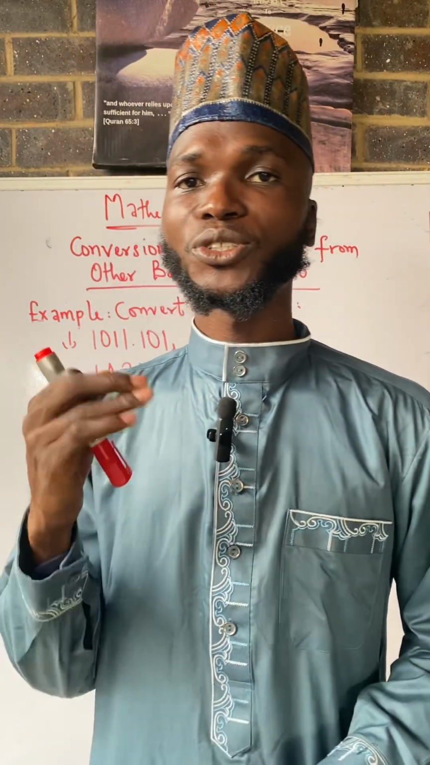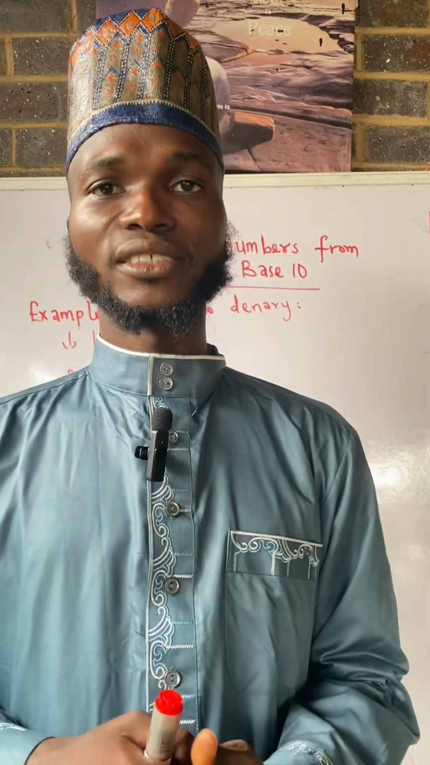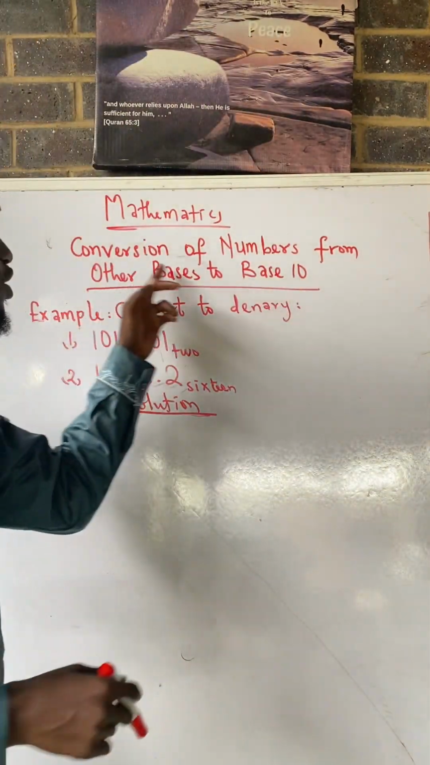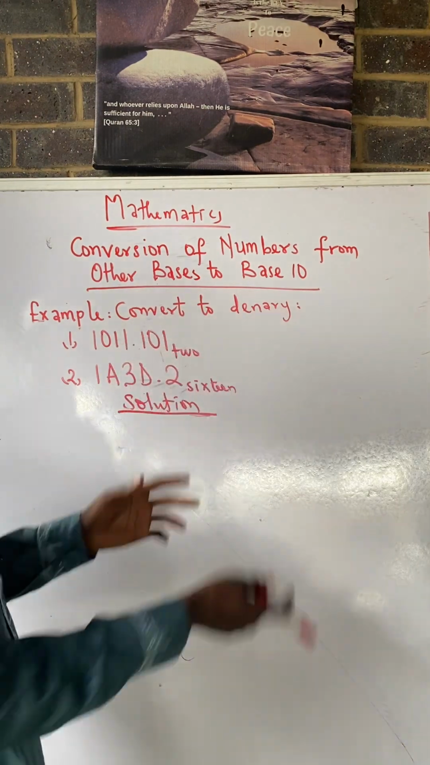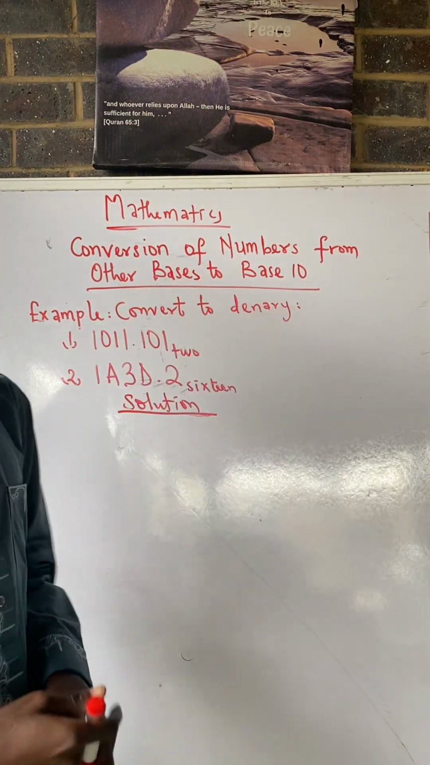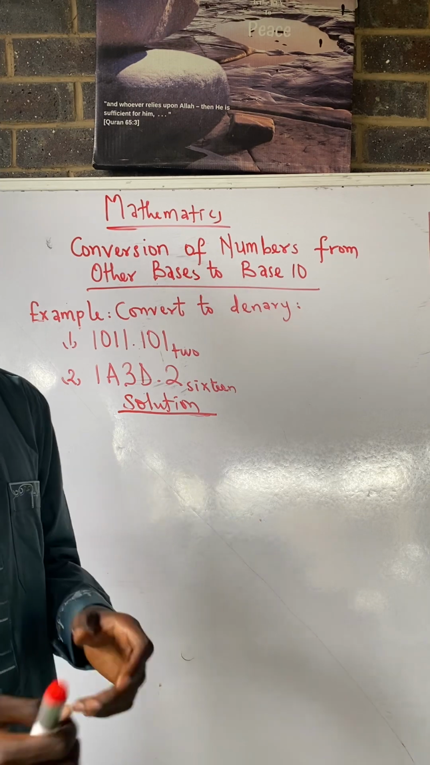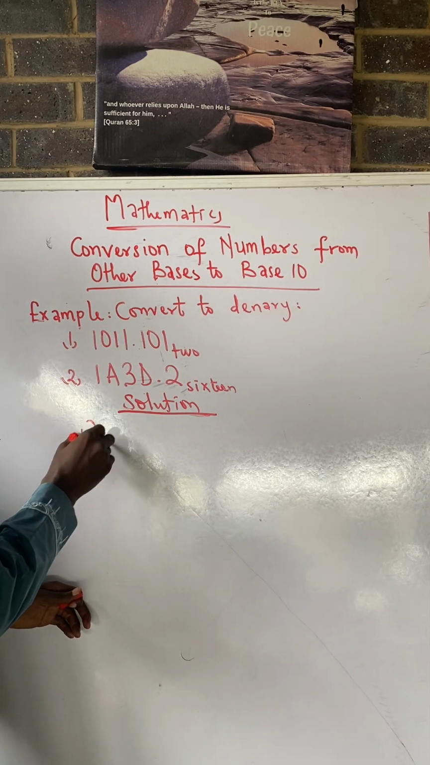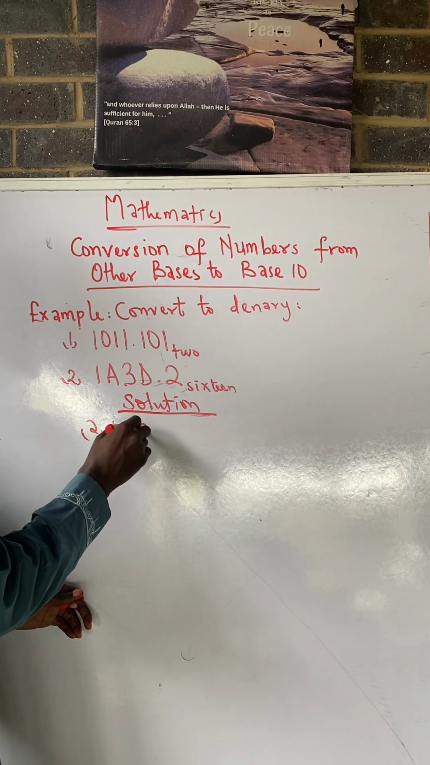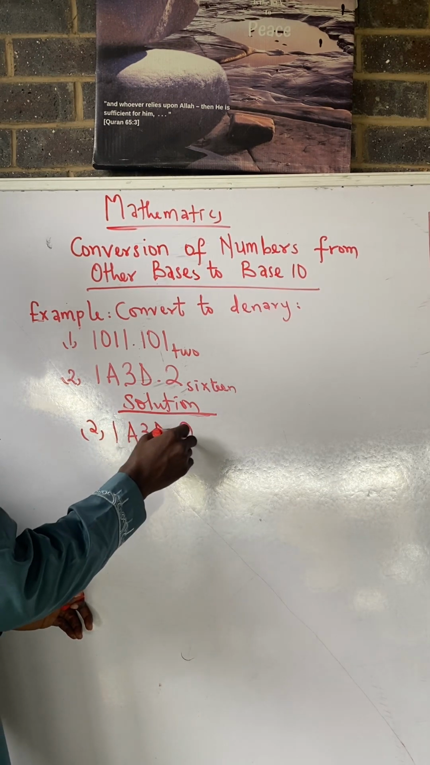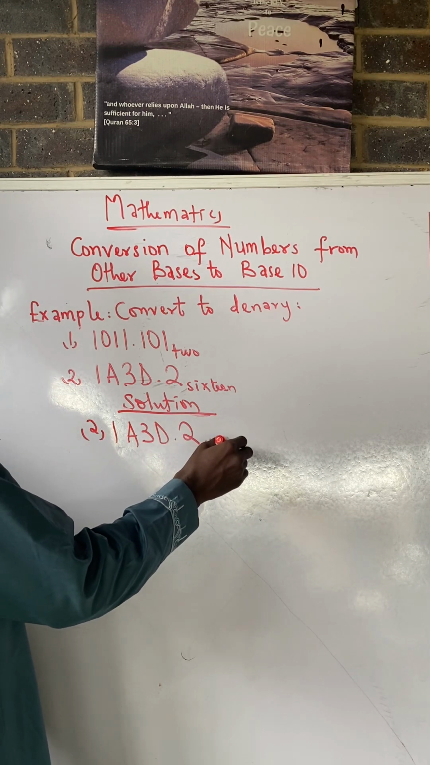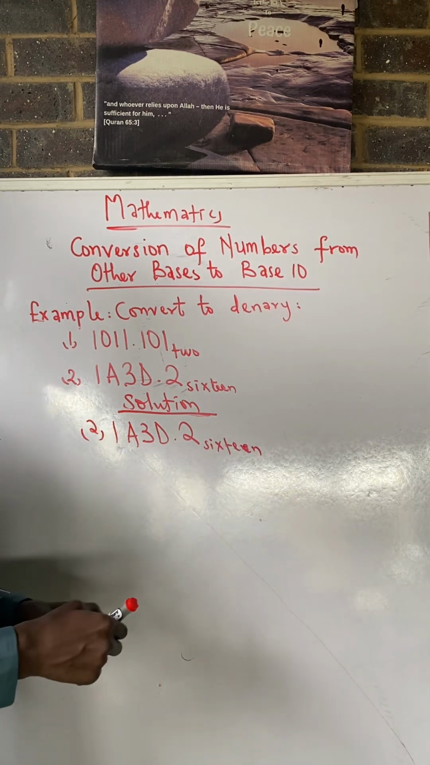Good day, my viewers. In this tutorial, I want to continue with the second question. Let's do the second question of conversion of decimal numbers to denary using the second method. So the second method that we talk about, that we use for this first one. So question 2, we have 1A3D.2 base 16. Let's see whether this method will work.